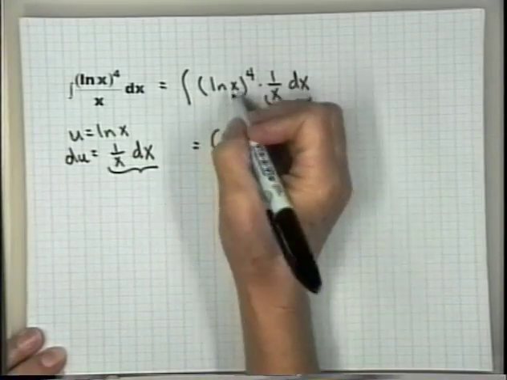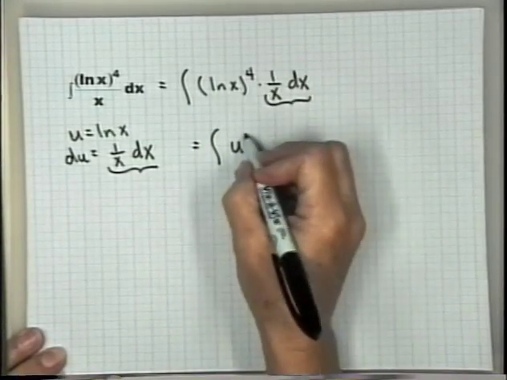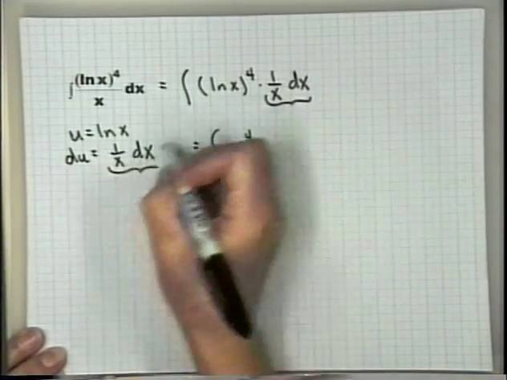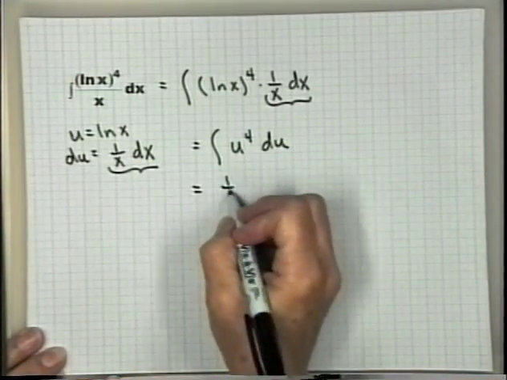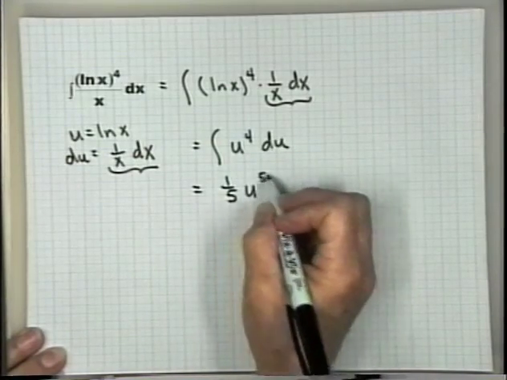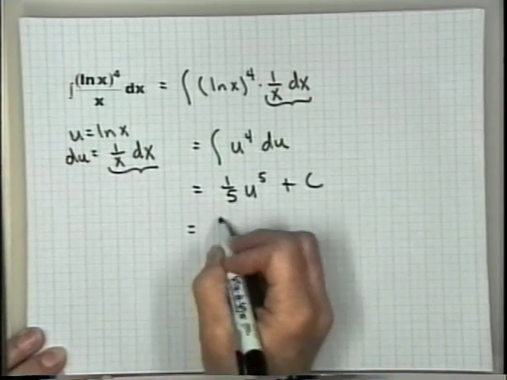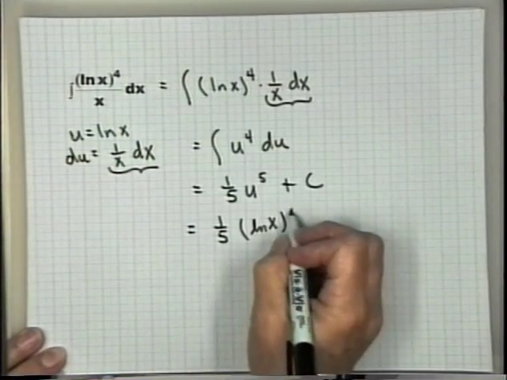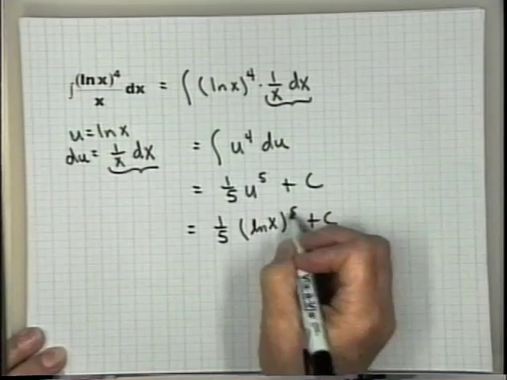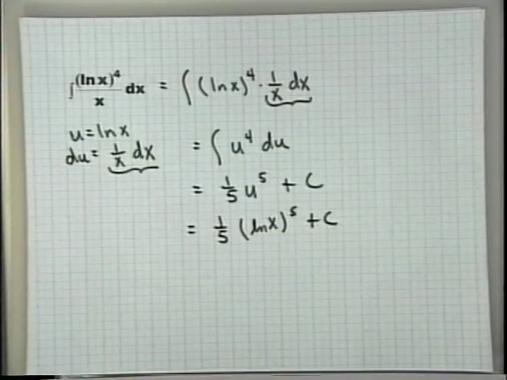In place of log x, putting u, I have u to the 4th, and 1 over x dx can be replaced with du. It's a simple 1/5 u to the 5th plus c problem, and then you can put that back in. So don't assume immediately when you look at your problem that you're going to do parts. I usually tell my students, when you look at an integral, the first thing that you should ask yourself is, can I just do this from the basic formulas?